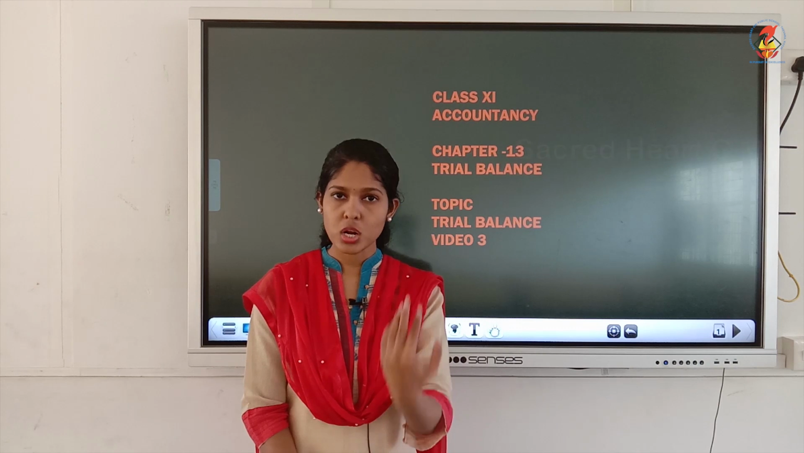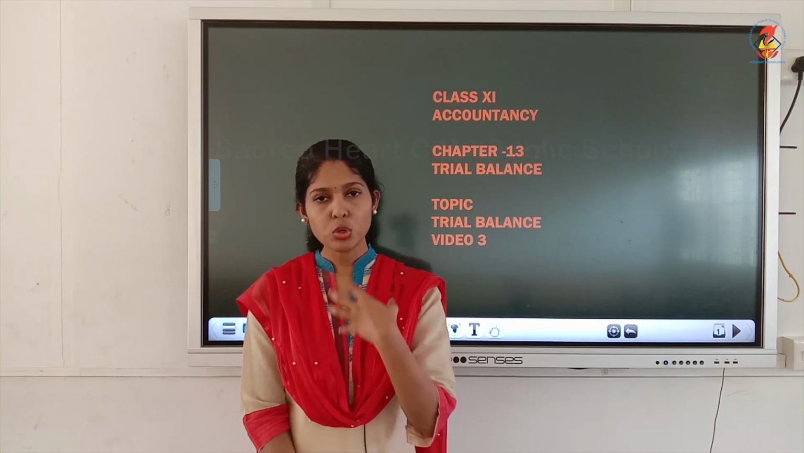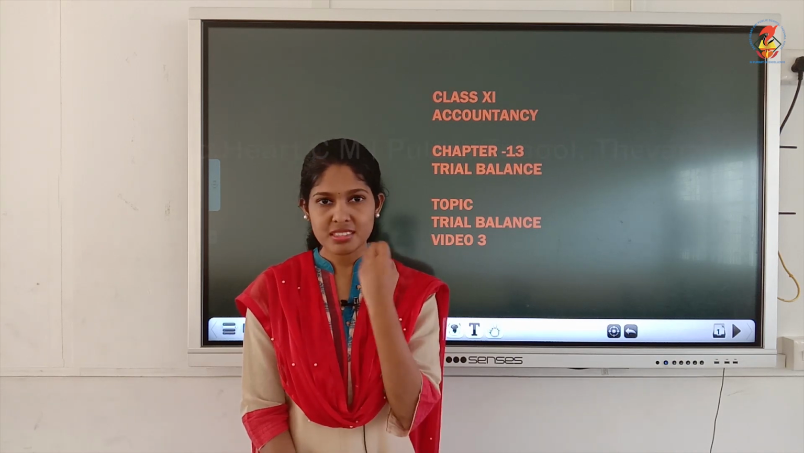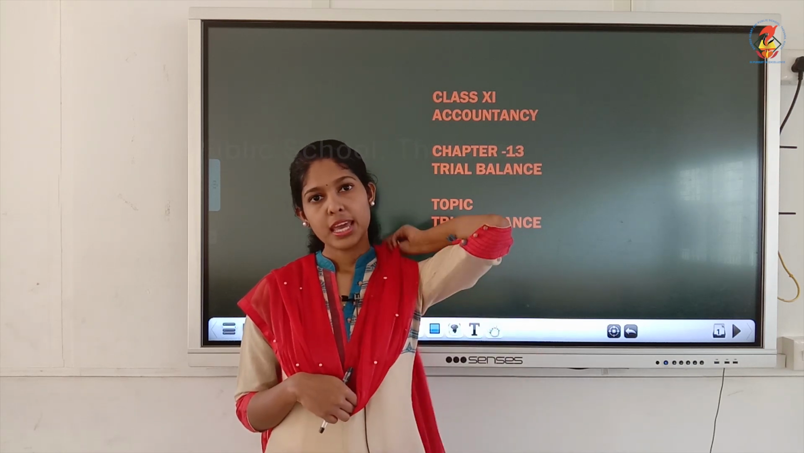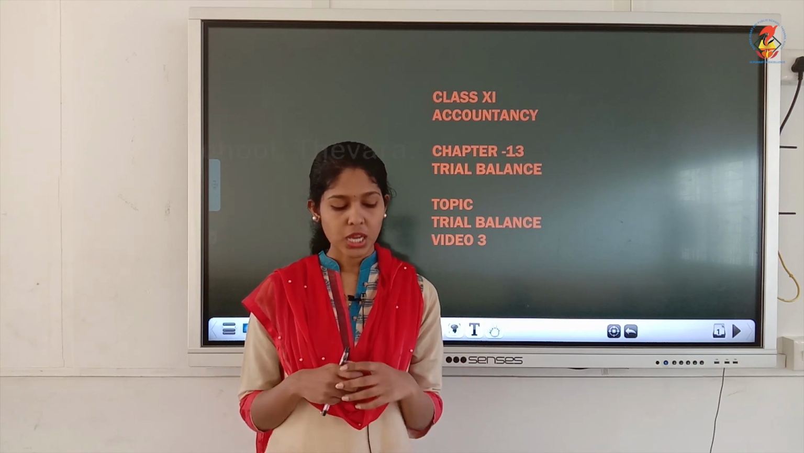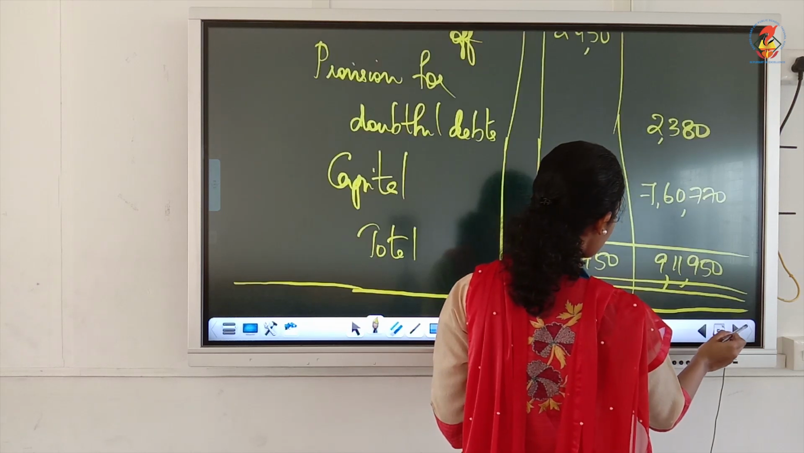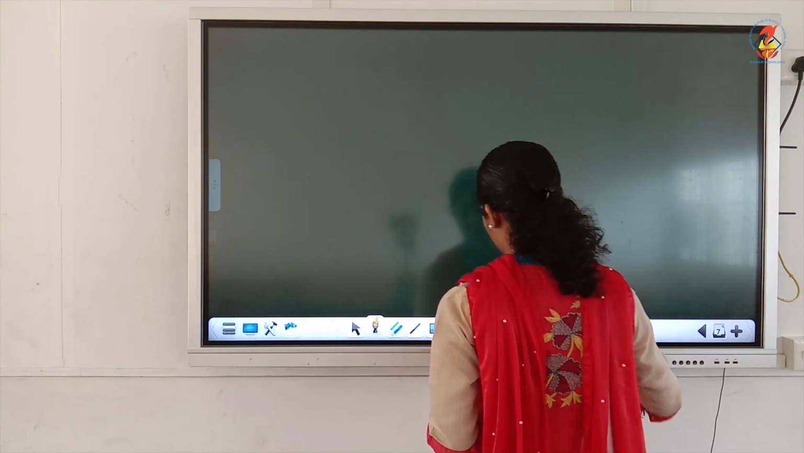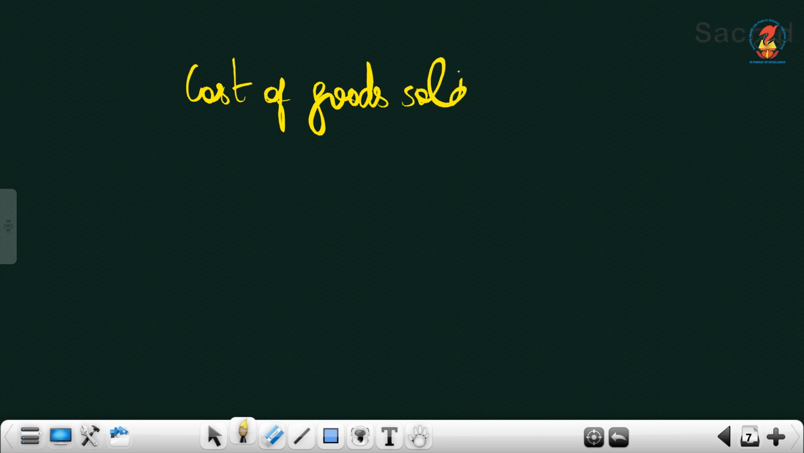Cost of goods sold means the cost incurred while you sell an item. Sales means the amount which we get at the time of sales, that is revenue or income for you, whereas cost of goods sold means it is an expense for the firm. Understood? Now, there is a formula which you need to learn for cost of goods sold. Cost of goods sold is equal to, that is the cost incurred while you sell an item. So, it is an expense.